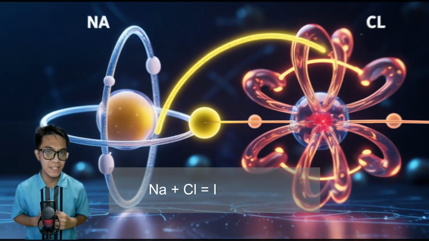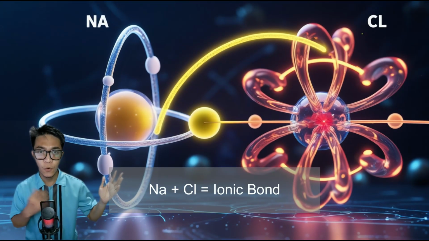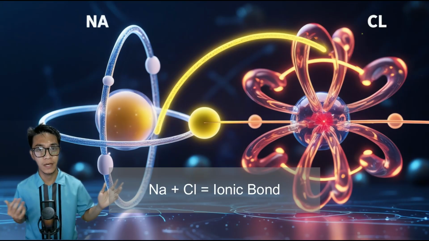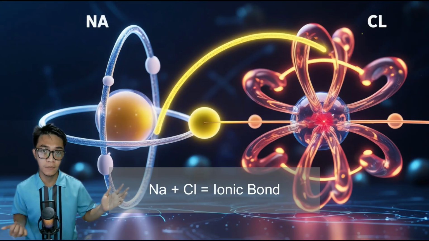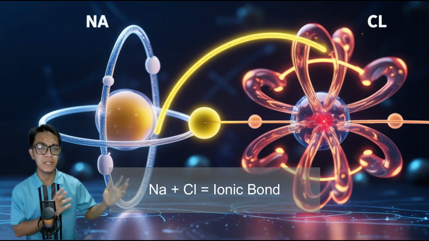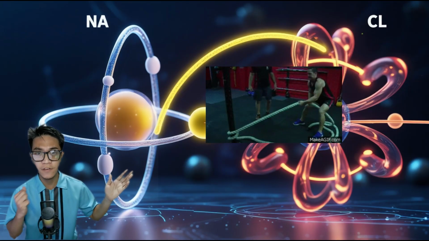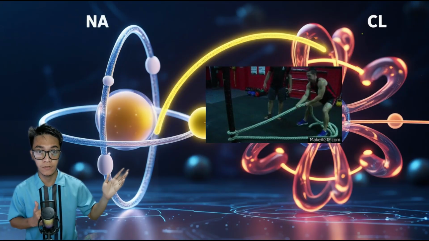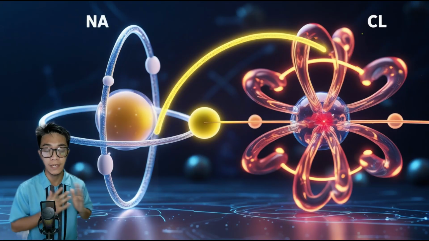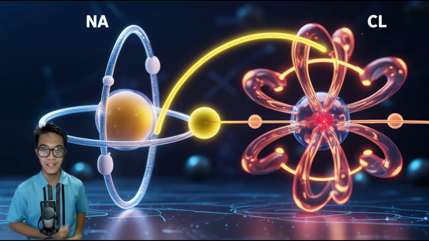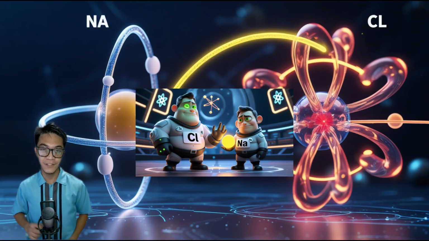Now I have here an example of the sodium and chlorine atom. They're trying to form what we call an ionic bond. But as you can see in the picture, the chlorine atom has the power of grabbing more of the electrons than simply giving them away to sodium. And why is that so? It's because of their difference in electronegativity values.